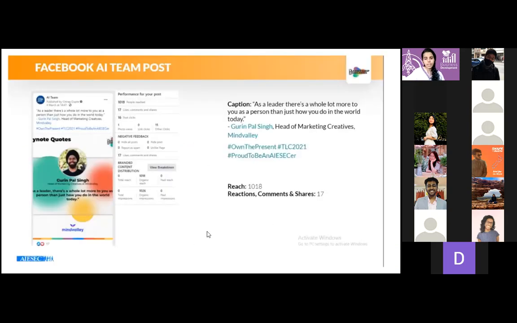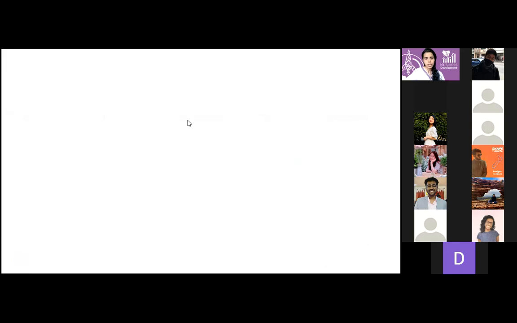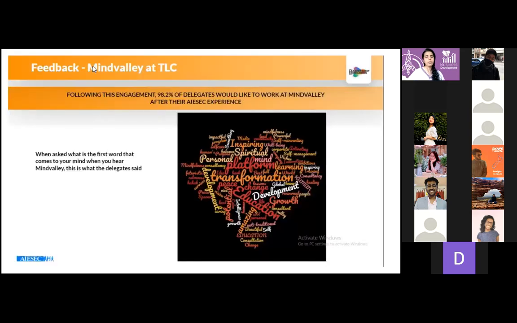One of the examples that I can also share with you is one of the conference reports that we sent to one of our partners, Mindvalley again. We include screenshots of every single post that we make for the partner with the results, the reach and all the statistics. And again, a feedback page is also there.